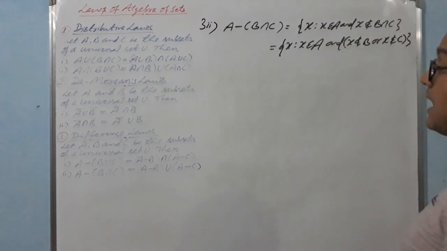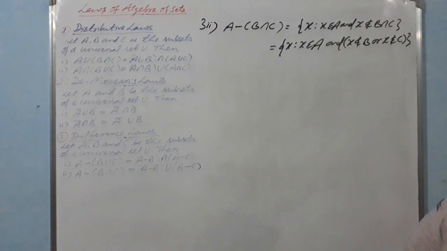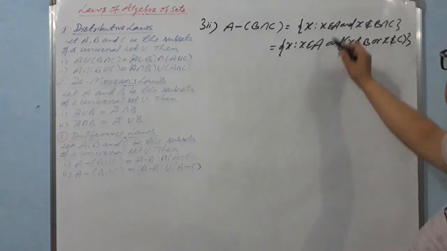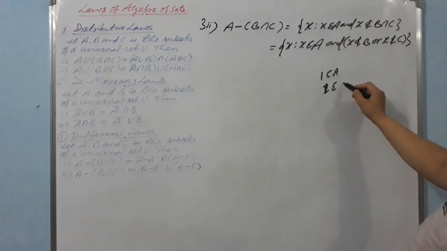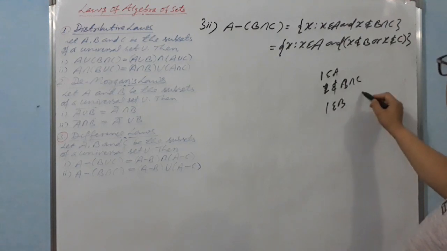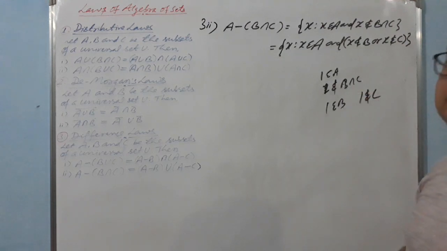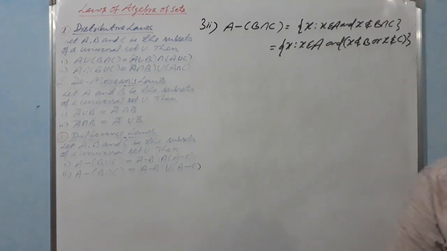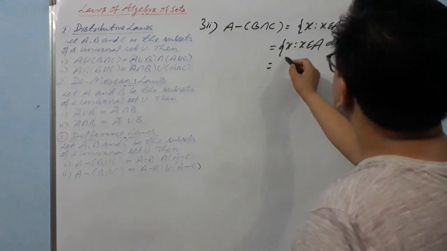If you write x does not belong to B and x does not belong to C, that's not correct. Suppose x belongs to A and does not belong to B intersection C. One may be in B, one may not belong to C. Even then, x does not belong to B intersection C. So that's why it requires "or". Now let's use the distributive law.